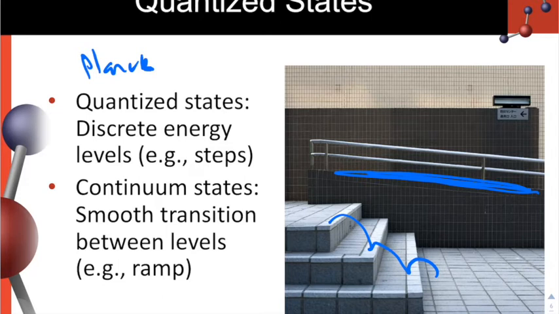Things like this are not unique to science. The steps themselves are what we call discrete, and what we call quantized. You have enough energy to get up to the first step. If you don't have enough energy to get up to the second step, your leg's not going to go up, right? And you're not going to use any excess energy to get up to the first step. You're simply going to step on the first step. This is what we call quantized, discrete energy states.